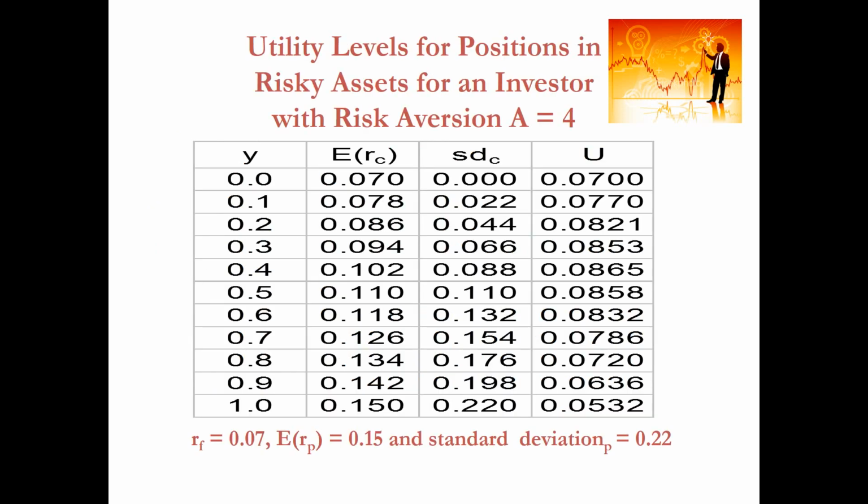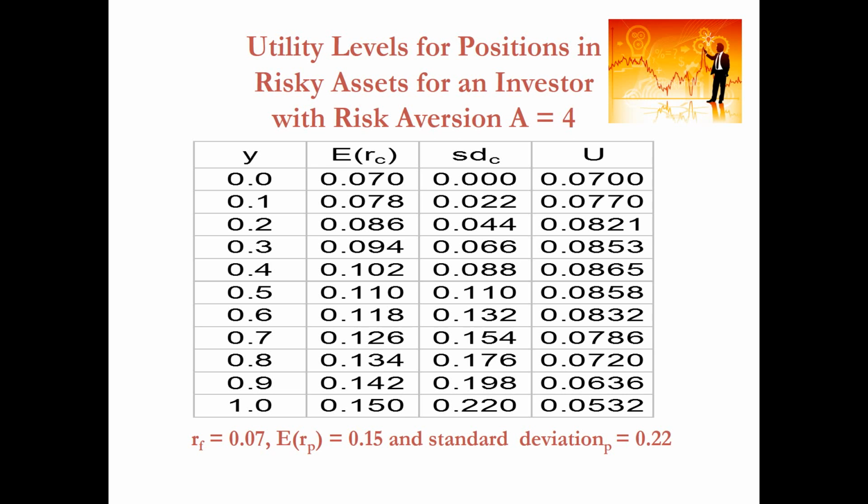So what we can say for this particular investor is we can consider a range of different asset allocation decisions, remembering y is the proportion invested in our risky portfolio. The balance, 1 minus y, is invested in the risk-free rate. One approach we use is to look at different combinations of y, look at the resultant expected returns and standard deviation of the complete portfolio, and calculate the utility of this particular investor, who has a degree of risk aversion equal to 4.